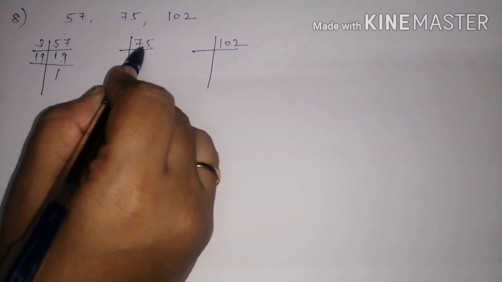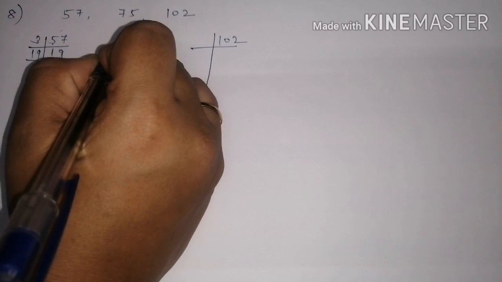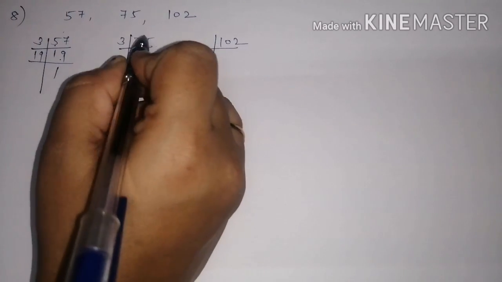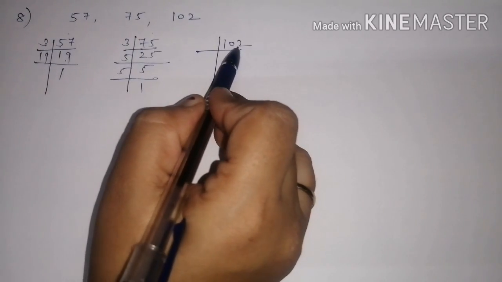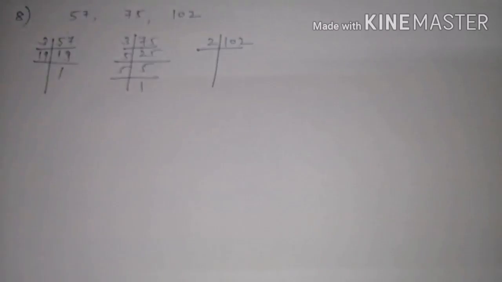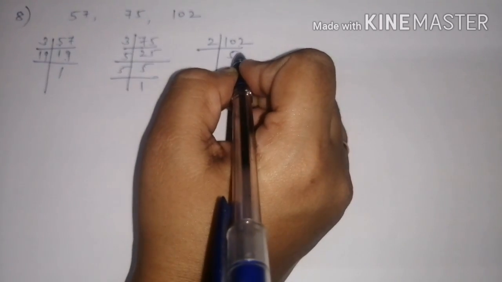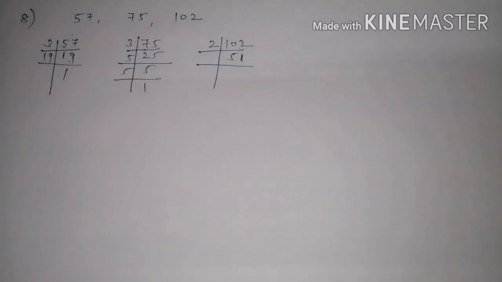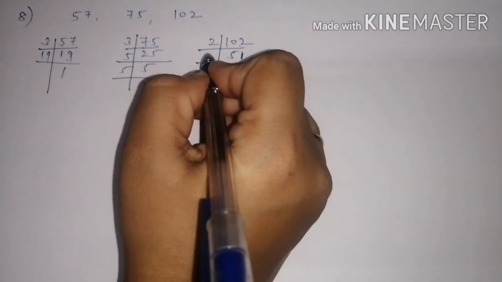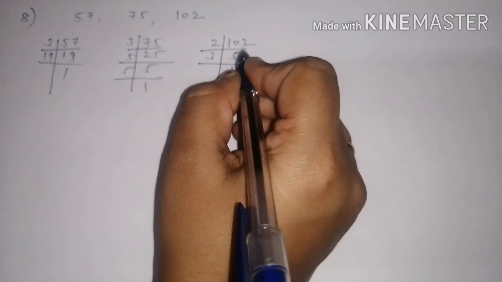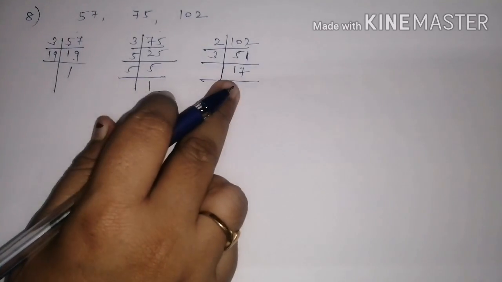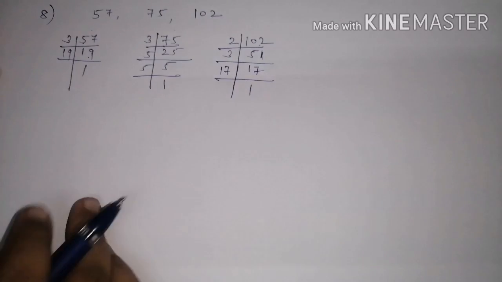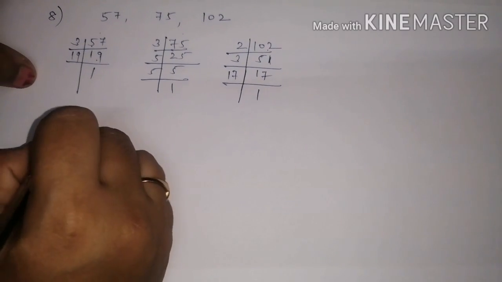Now 75, 7 plus 5 is 12, will get divided by 3. 3 2s are 6, 1 remaining, 3 5s are 15, 5 5s are 25, 5 1s are 5. 102, units place it is 2, it will go by 2. 2 5s are 10, 2 1s are 2. 5 plus 1 is 6. It will get divided by 3. 3 1s are 3, 2 remaining, 3 7s are 21. 17 is a prime number. 17 1s are 17. So let's write the factors.